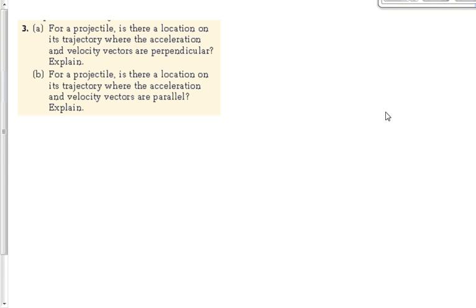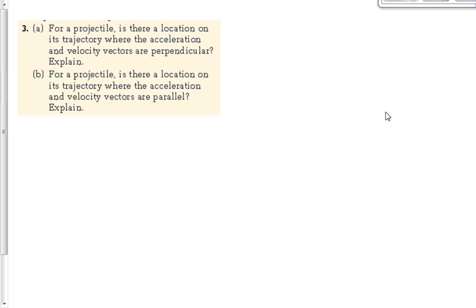Where would that be? As the object is undergoing projectile motion, a parabola, where is the velocity one way and the acceleration 90 degrees to that? Let me give you a hint with another question. Which way is the acceleration, when we're talking about projectile motion, always directed? The acceleration is always in the same direction. Which way is that? Jonathan? Downwards. So if the acceleration is downward and the velocity has to be perpendicular to that, then the velocity has to be horizontal, right?